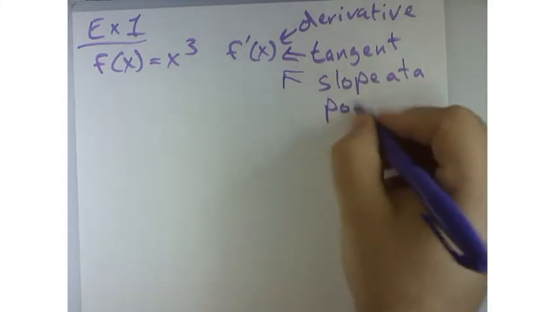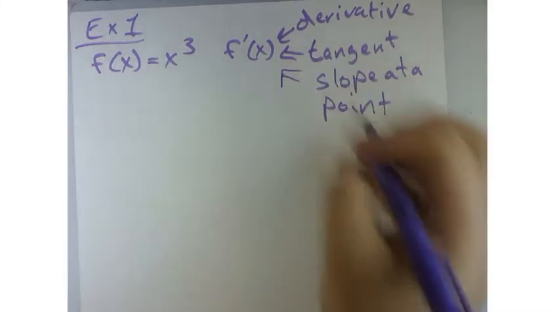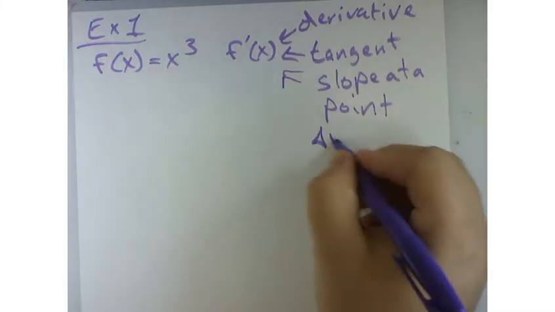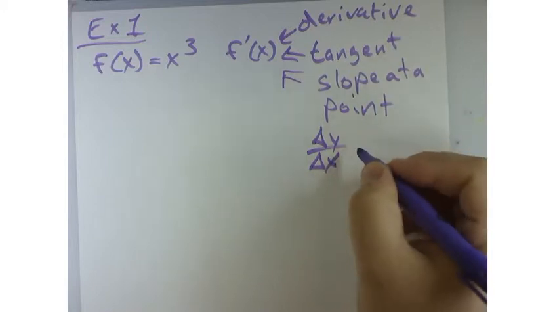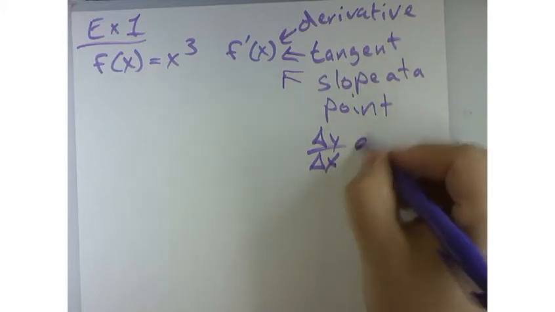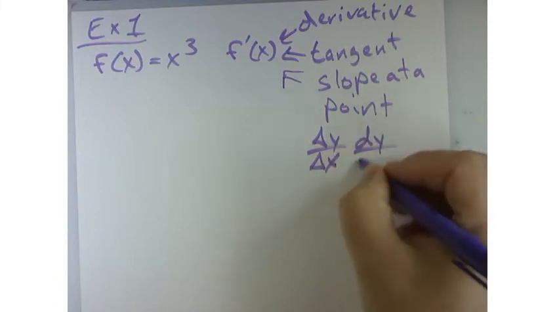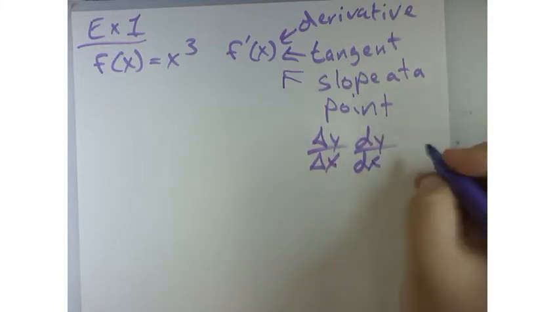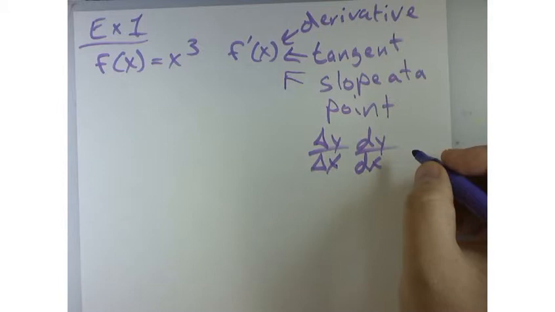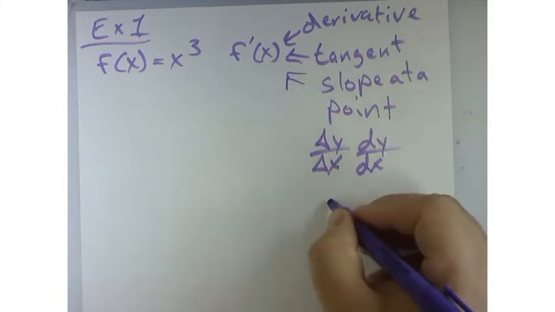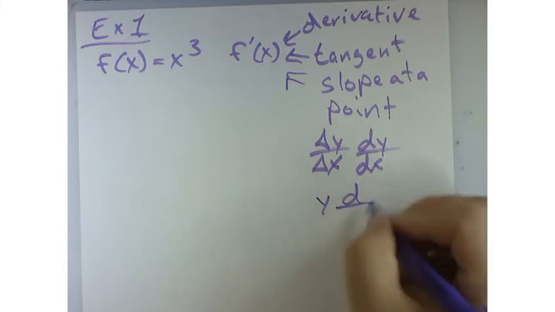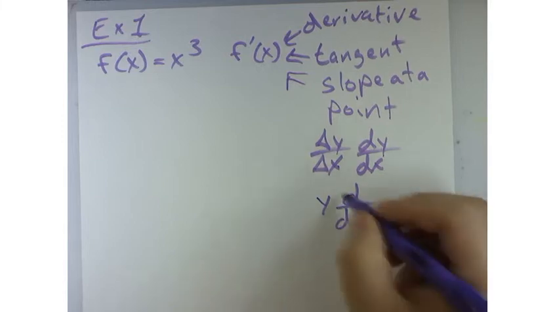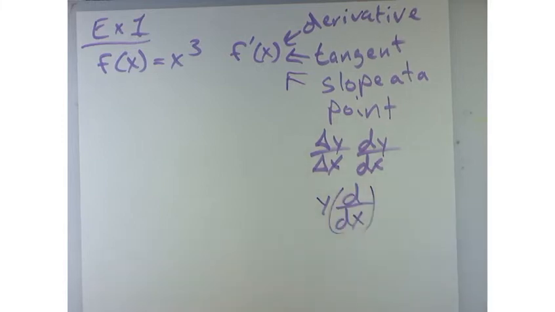And there's lots of ways that we could denote that. We could call it dy dx. And there'll be some other notations. I wrote down the wrong delta y, delta x, or we could write it as dy dx. You could even say y, d dx, because really that's what it is. It's the derivative with respect to x.